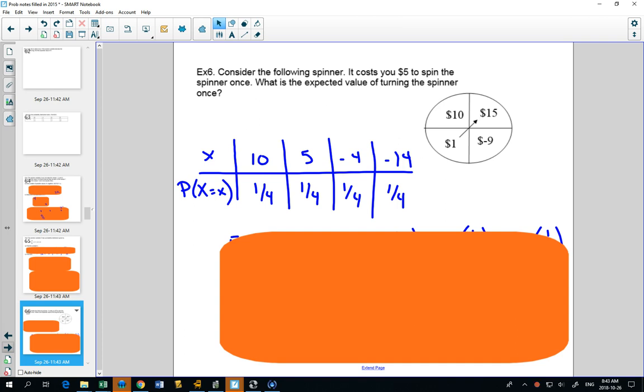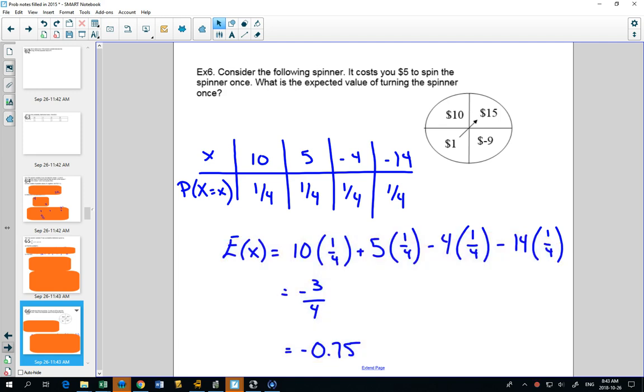So what's the expectation of this? Well, they're each 1/4. Taking all of those values put together ends up adding up to -3/4. So if we played this game in class, chances are that on average, every time I'm going to make 75 cents. So if we played it 10 times, I should make $7.50.